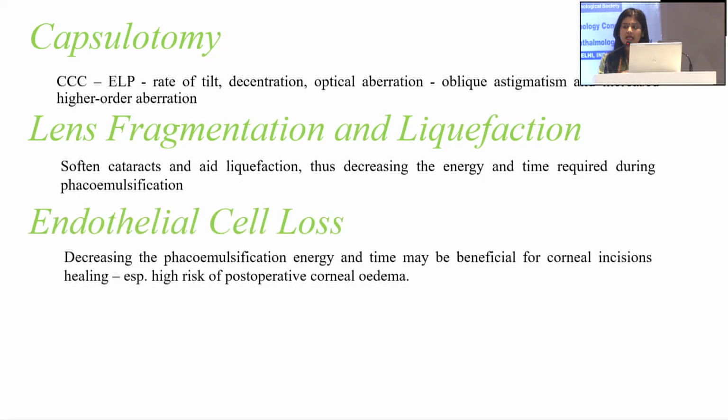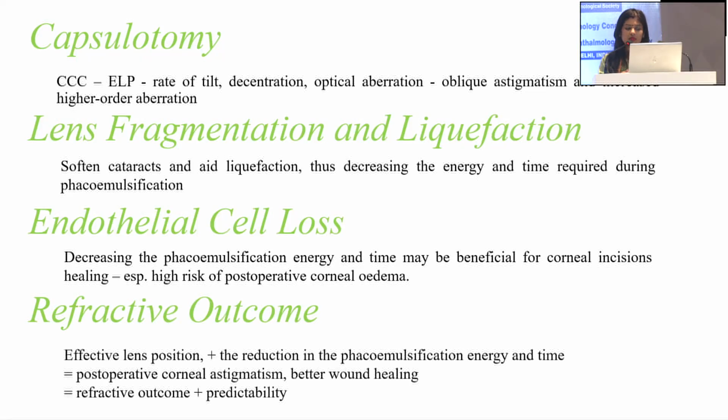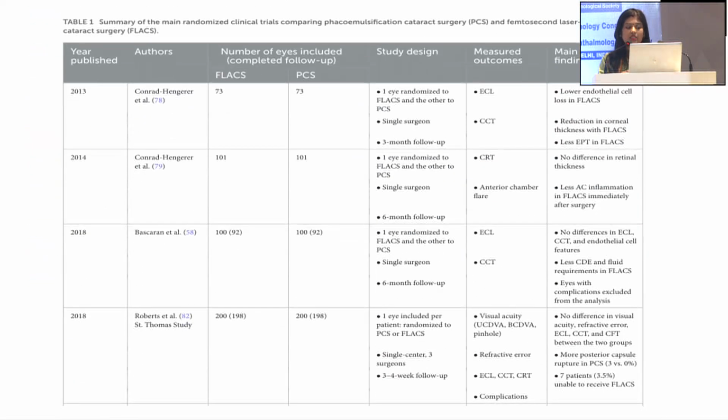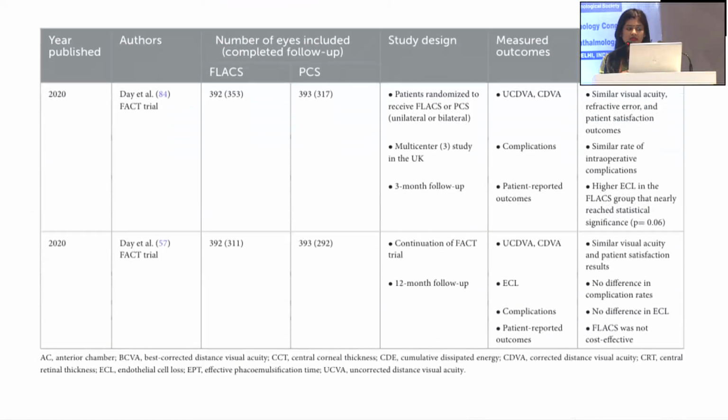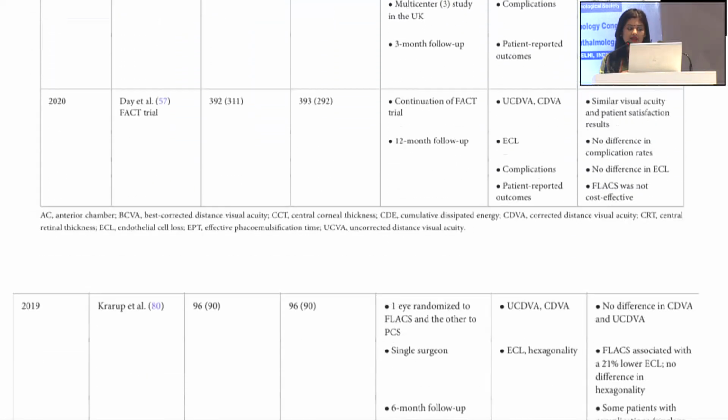Endothelial cell loss, as has been implicated from the beginning, is reduced because it reduces the phaco energy as well as the time and the need for fluid. So the refractive outcome is improved because of the effective lens position and the reduction in phaco energy as well as time. It increases the refractive outcome as well as predictability because of better wound healing as well.